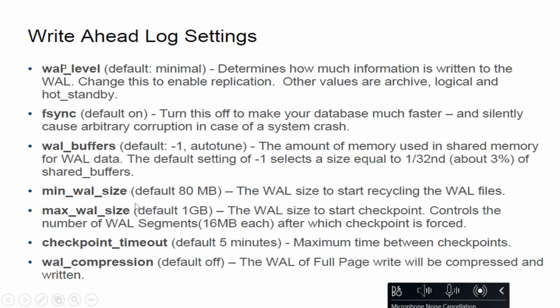Minimum WAL size before it starts overwriting: 16 MB becomes 80 MB. That means once five files are written, for the sixth file, it can start overwriting or recycling as well.